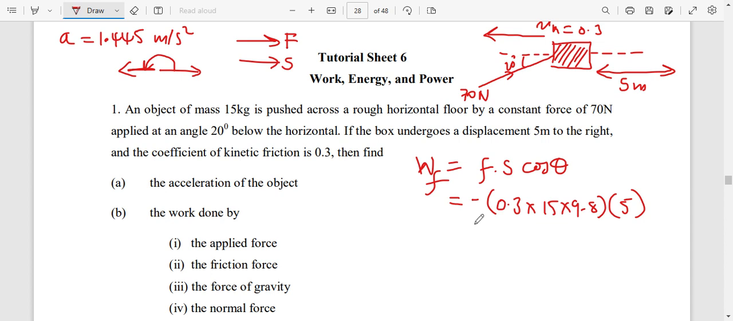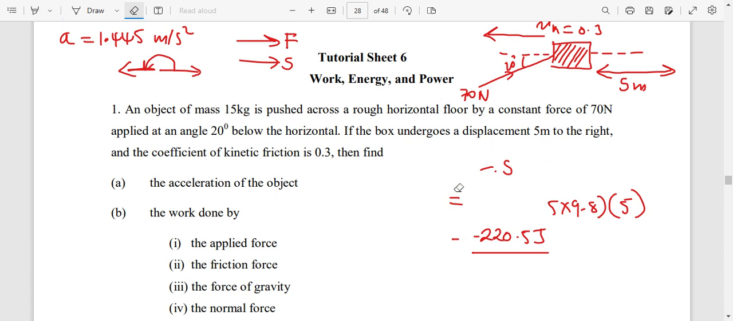So 0.3 times 15 times 9.8 times 5. This is going to give us negative 220.5 joules. We are good. The next one, we want to find the force done by gravity.